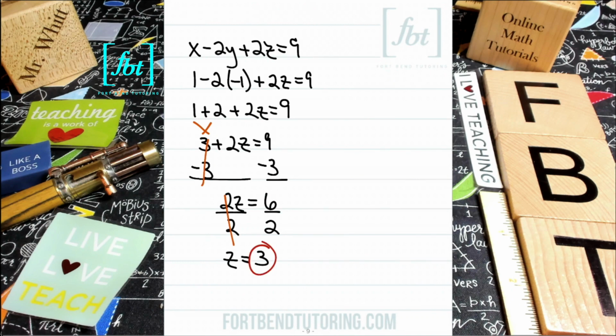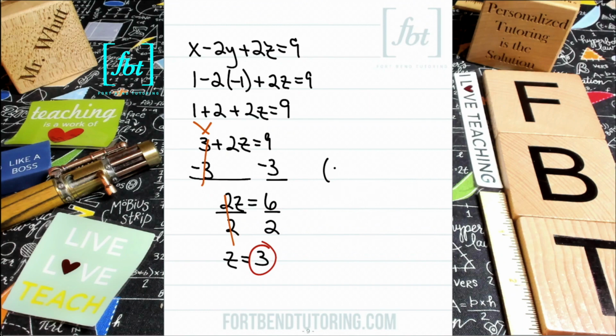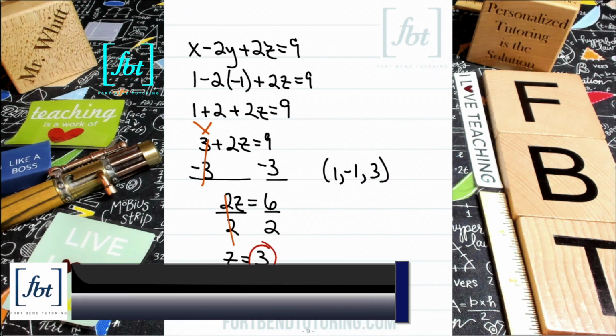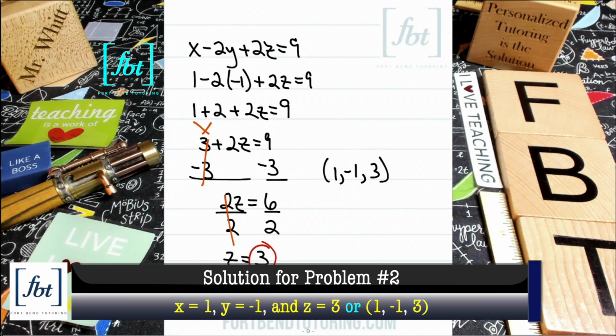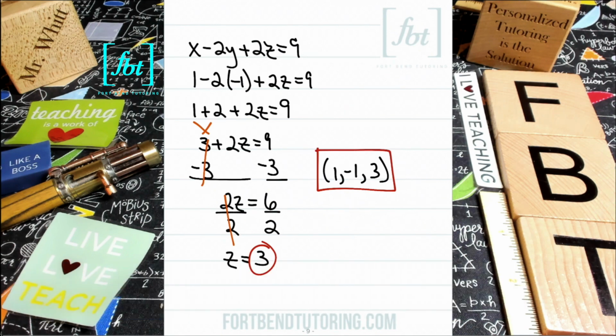This gives us our last solution for the 3 variables we were seeking to find. Writing your solution as an ordered triple, you'll have x being equal to 1, y being equal to negative 1, and z being equal to positive 3. So this is our solution as an ordered triple. Red, box it, just like that.